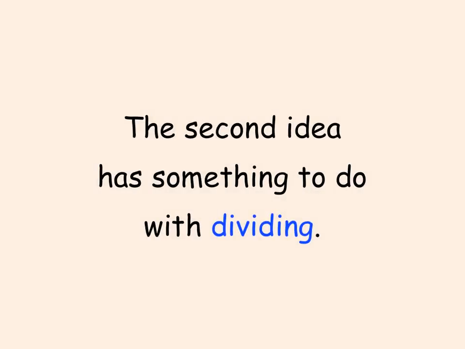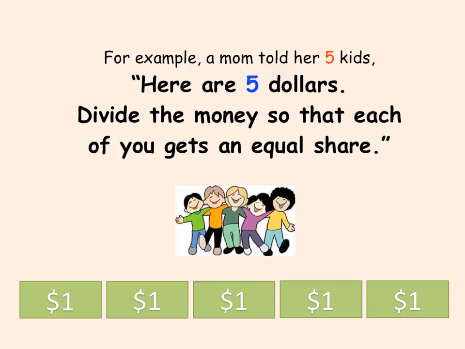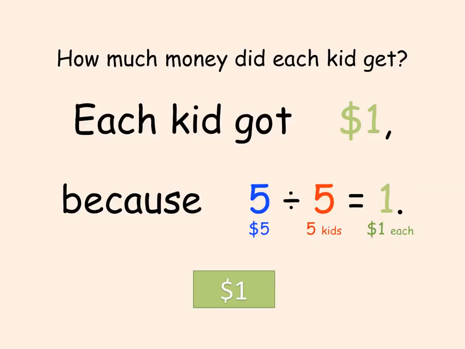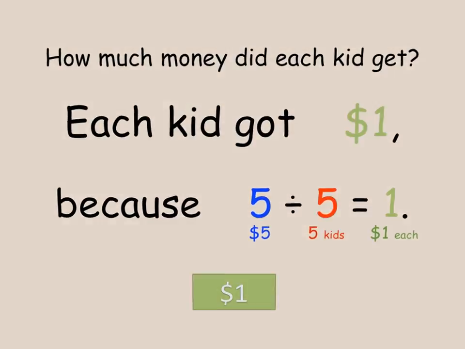The second idea behind cross-canceling has something to do with dividing. For example, a mom told her 5 kids, "Here are $5. Divide the money so that each of you gets an equal share." 5 kids, $5. How much money did each kid get? Each kid got $1, because $5 divided by 5 kids equals $1 each.